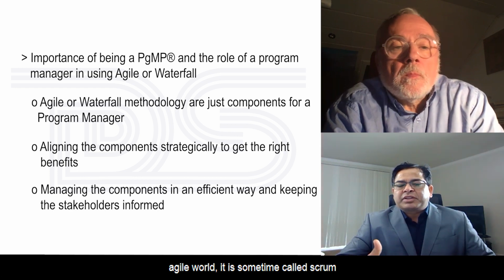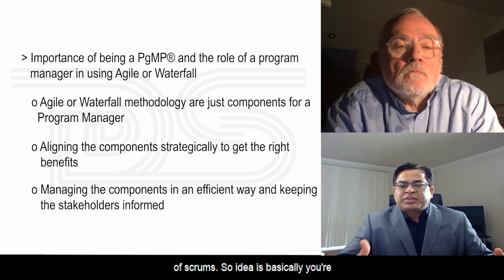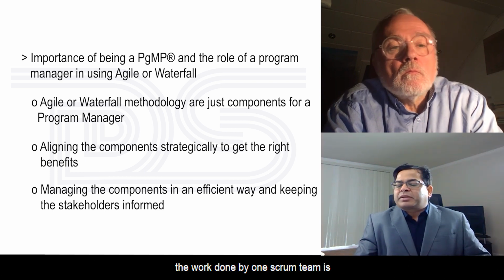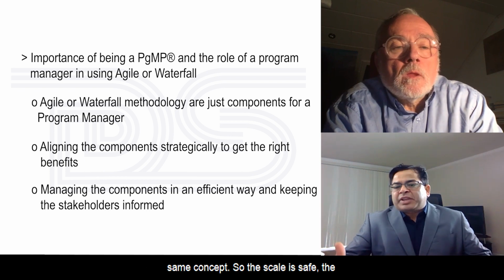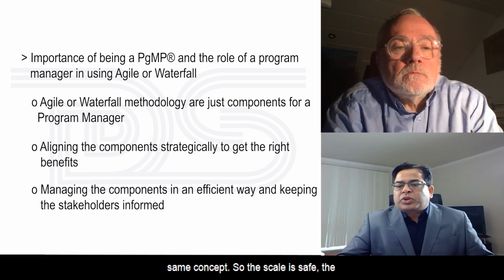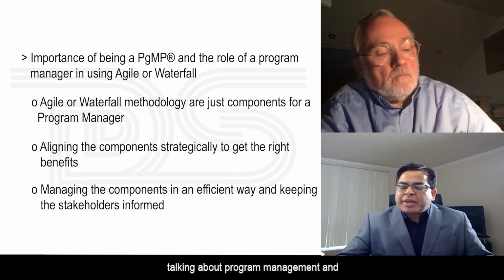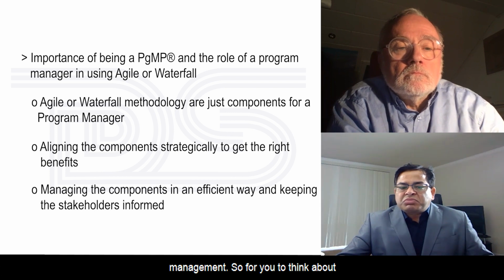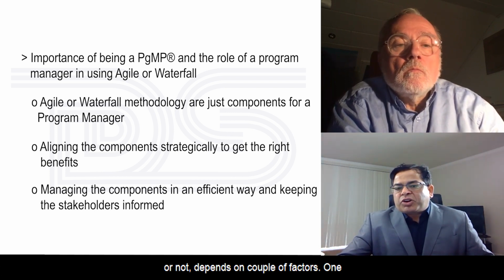In Scrum, in this agile world, it is sometimes called Scrum of Scrums. The idea is that you're running multiple Scrum teams and ensuring that collaboration is happening, and that the work done by one Scrum team migrates to another Scrum team. So it's the same concept. SAFe, the Scaled Agile Framework, also talks about program management, and PMI talks about program management too.